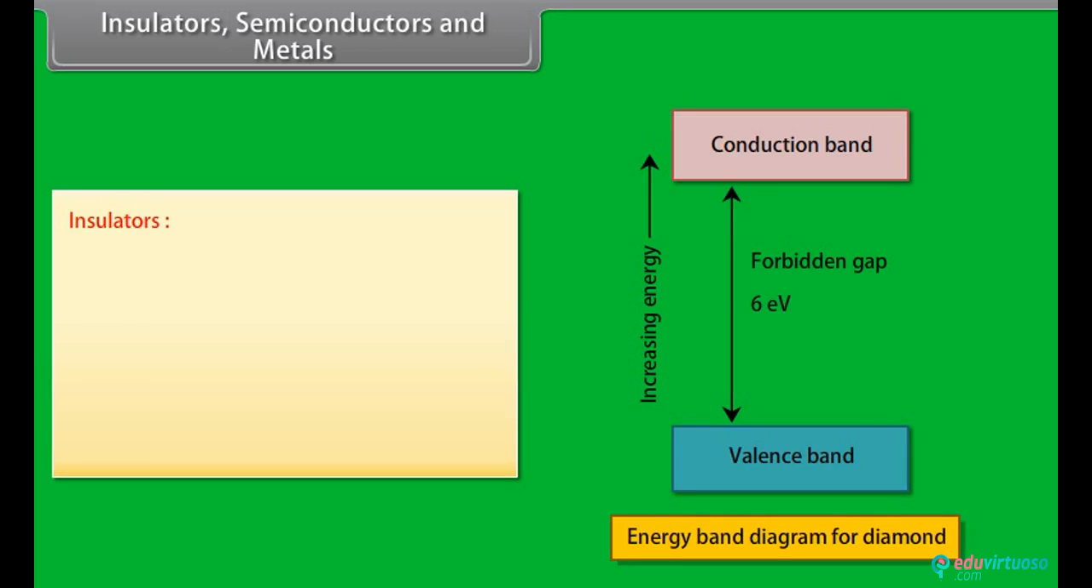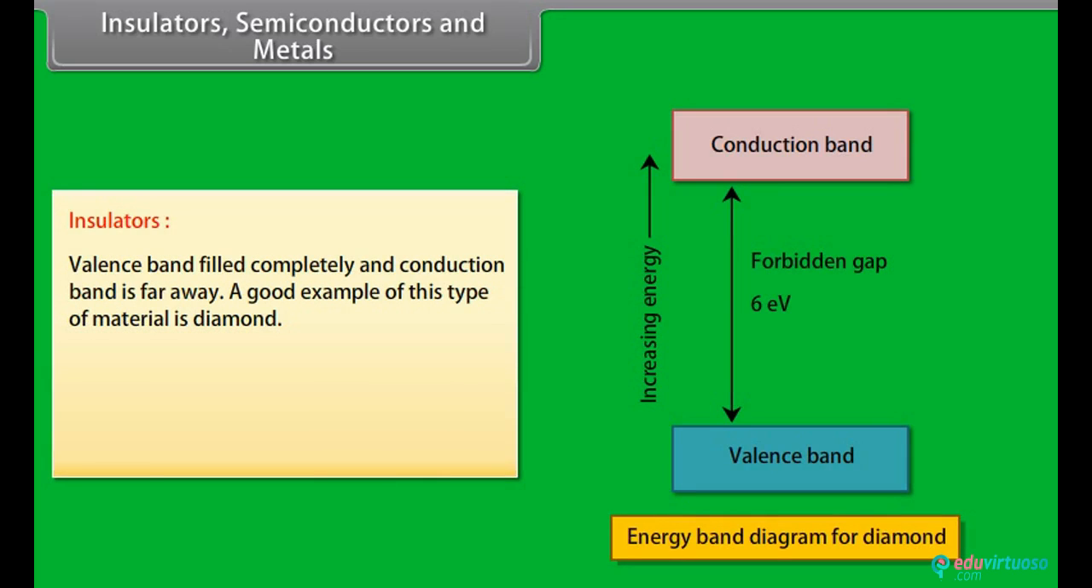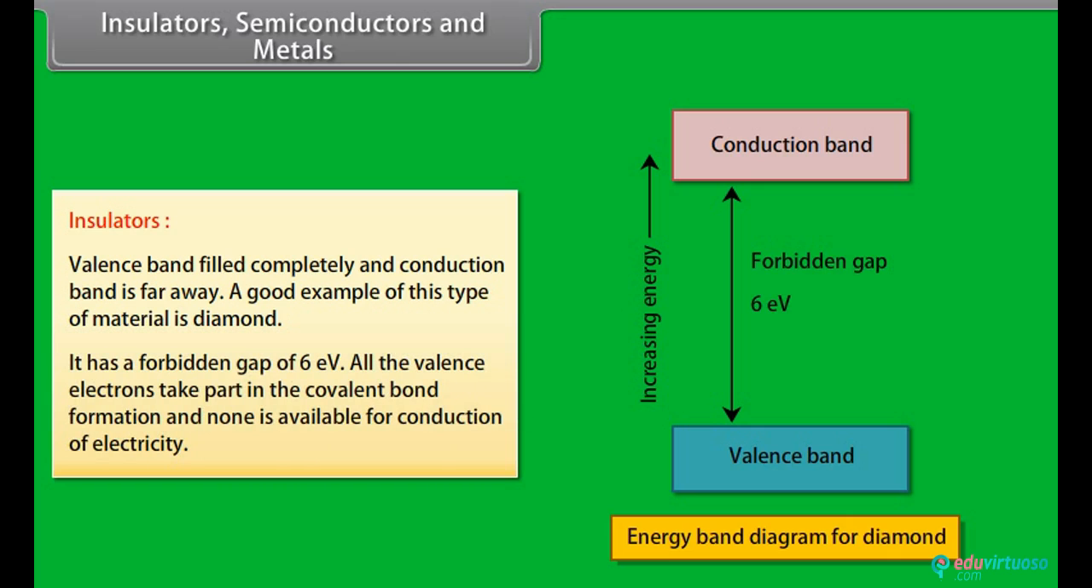Insulators, semiconductors and metals. On the basis of the band theory of solids, the solids are classified as insulators, semiconductors and metals. Insulators. The valence band is filled completely and the conduction band is far away. A good example of this type of material is diamond. It has a forbidden gap of 6 electron volts. All the valence electrons take part in covalent bond formation and none is available for conduction of electricity.